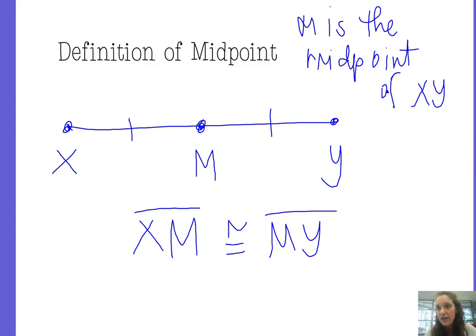So these definitions, if you remember from a couple days ago, are biconditionals. They're true in both directions. So definition of midpoint and definition of angle bisector are both true in both directions. So if something's a midpoint, then the two segments are congruent. If the two segments are congruent, then it's the midpoint. If something's an angle bisector, then those two angles are congruent. If the two angles are congruent, then something's an angle bisector. It's true in both directions because it's a definition.